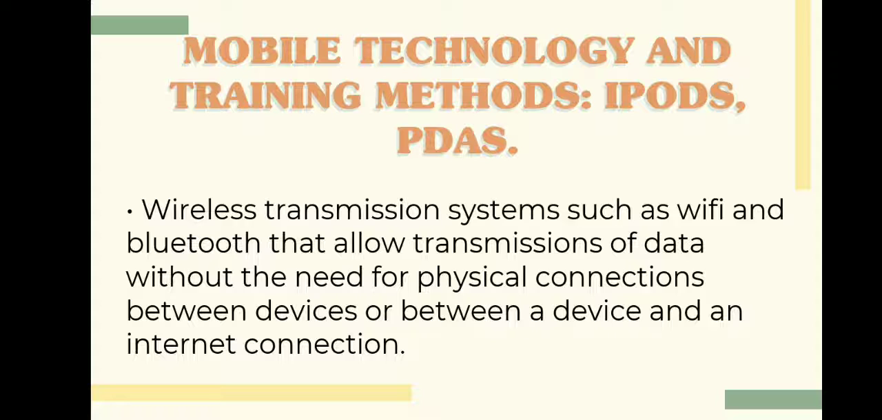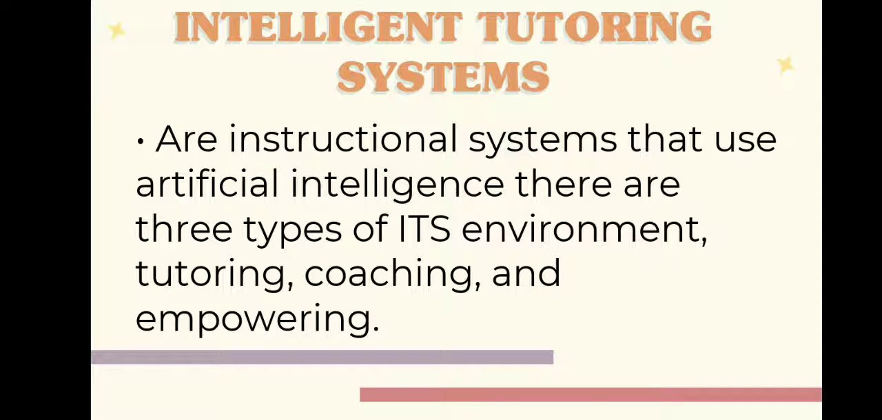PDAs, MP3 players, portable computers, and iPads are just starting to be used for training, for needs analysis, or as job aids that employees can access on an as-needed basis. Intelligent tutoring systems are instructional systems that use artificial intelligence. There are three types of ITS environment: tutoring, coaching, and empowering. Tutoring is a structured attempt to increase trainee understanding of a content domain, and empowering refers to the student's ability to freely explore the content of the training program.